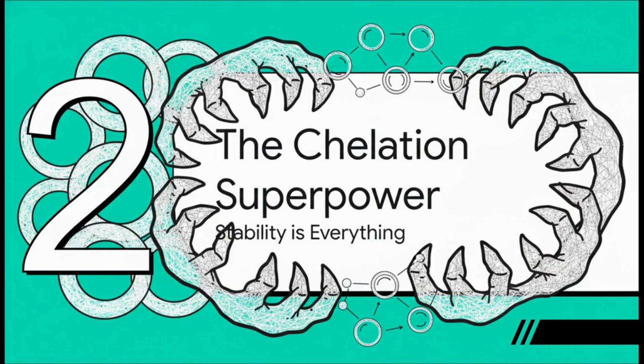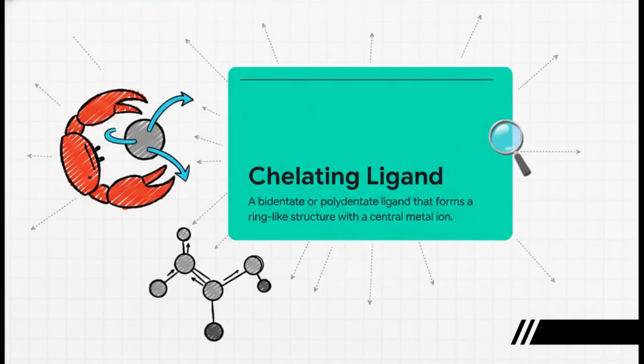Chelation is just the fancy name for this ring-forming ability of our multi-handed friends. And in the world of coordination chemistry, that ring structure gives the molecule one huge advantage: massive stability. So, to be super clear, a chelating ligand is simply any bidentate or polydentate ligand that successfully grabs the metal ion and forms a ring. The name actually comes from the Greek word for claw, which is just perfect, isn't it? It literally grabs the metal ion like a crab's claw, locking it in place.